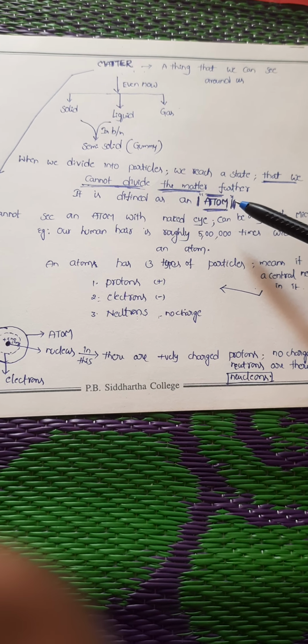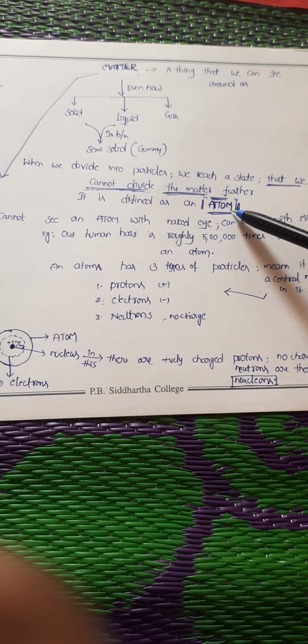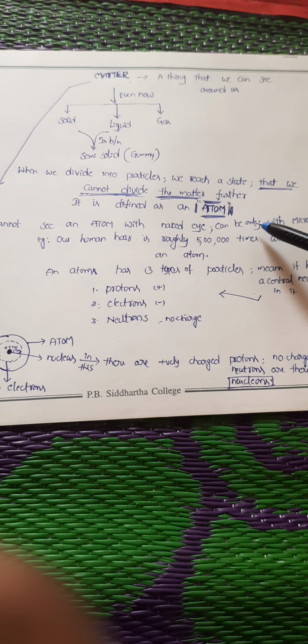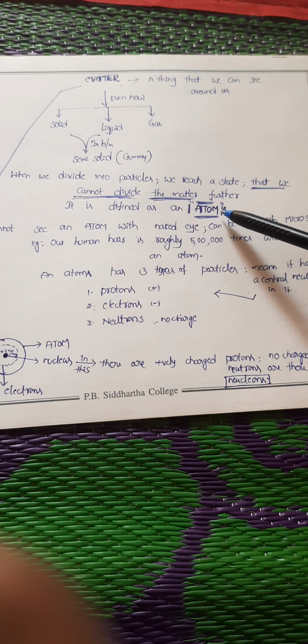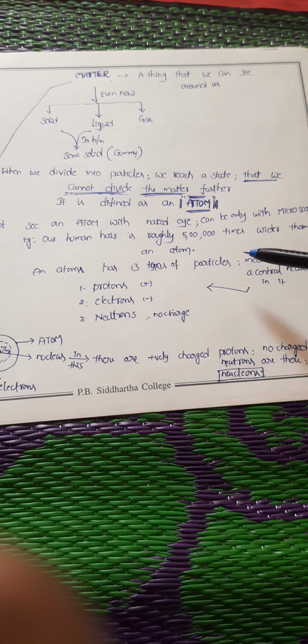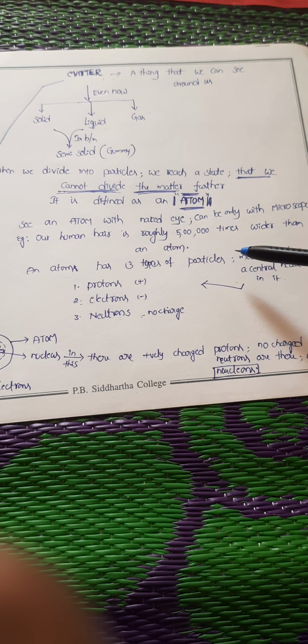We have a question now. Can we see the atom with our naked eye? No, we can't see it with the naked eye. Only with huge equipment can we see an atom. For example, our human hair is roughly 5000 times wider than an atom.